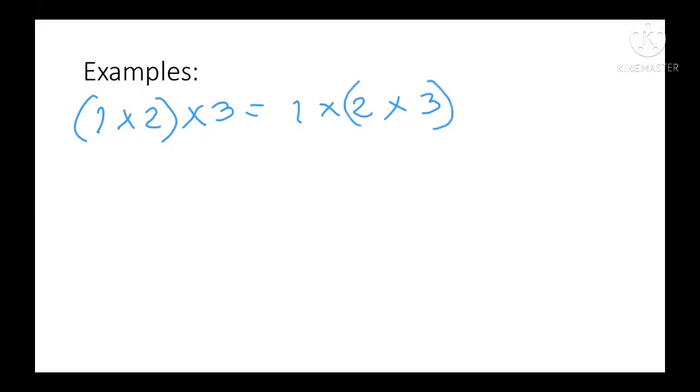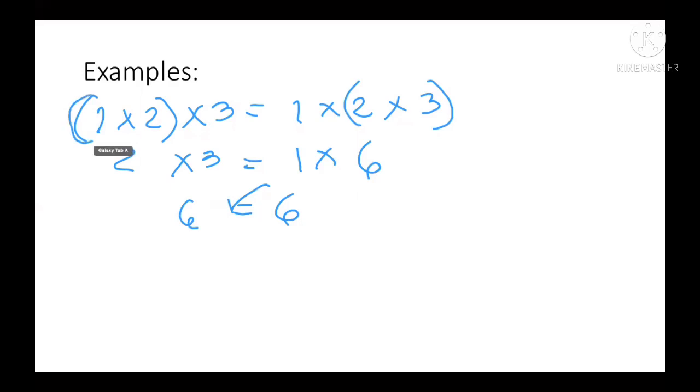Let's see if they're the same. What is 1 times 2? 2 times 3. Then here, 1 times, what is 2 times 3? That's 6. 2 times 3 is 6. 1 times 6 is also 6. Right? So that's the meaning of associative property. Even though we change the group of numbers, or the group of the factors, the answer remains the same.